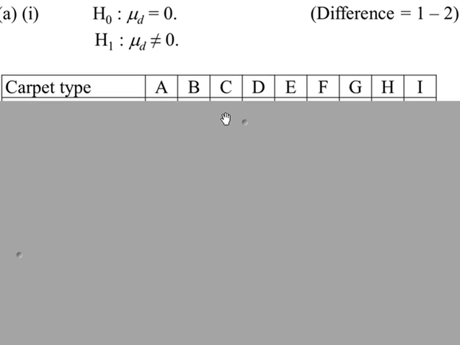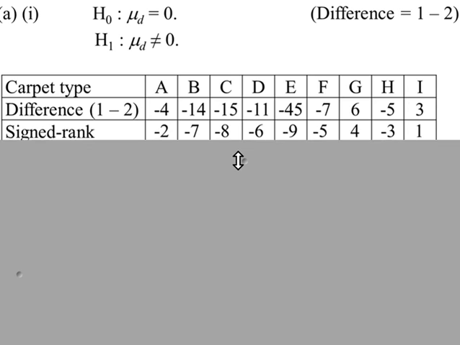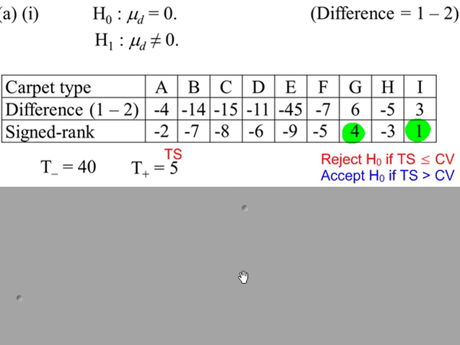Okay, so we have our carpet types and then the actual differences, and then ignoring the minus signs we rank these differences. The smallest is rank 1, and then we separate those ranks according to the signs of these differences into positive and negative ranks. So these are the actual ranks, and then you add up the positive ranks, so that's the 1 and the 4, and you add up all of the negative ranks. The smaller out of the 2 values, which is 5, becomes our test statistic.